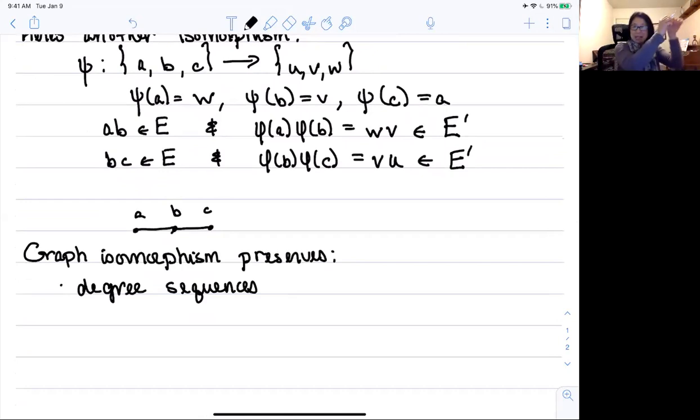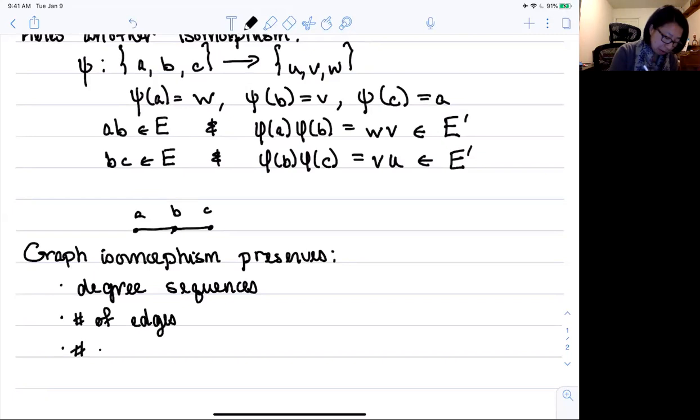So if my degree sequence in one graph is this, I have to be able to order the vertices in the other graph so I get the same degree sequence. It preserves the number of edges. So two isomorphic graphs have to have the same number of edges. Of course, they have to have the same number of vertices as well. And as we learn more graph terminology, we'll be able to see other things that graph isomorphism preserves as well.